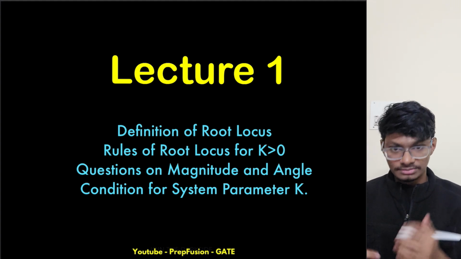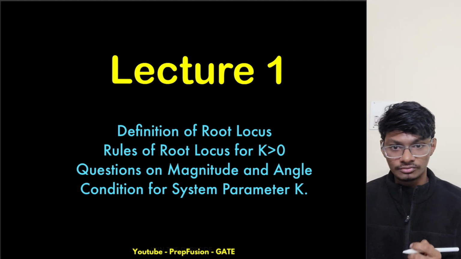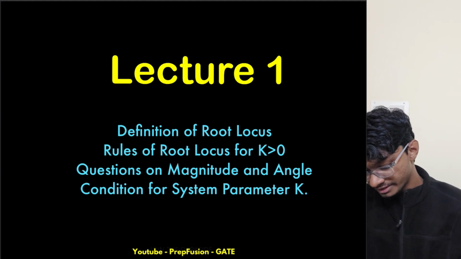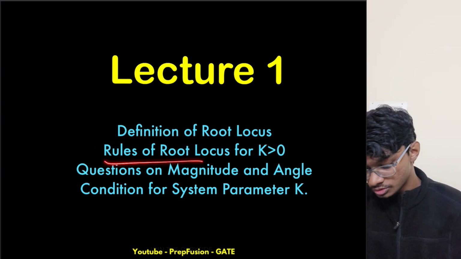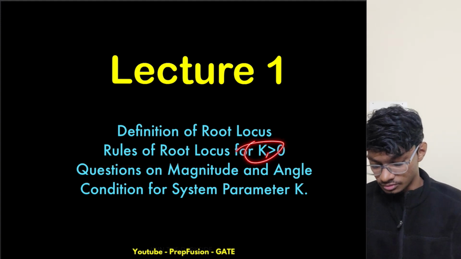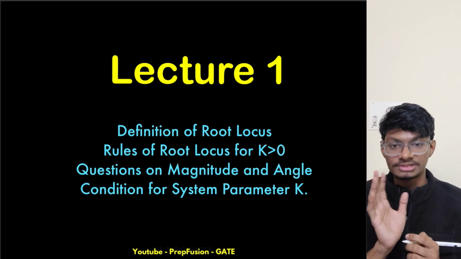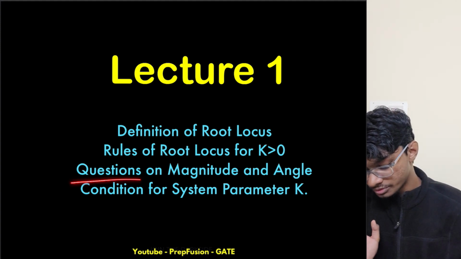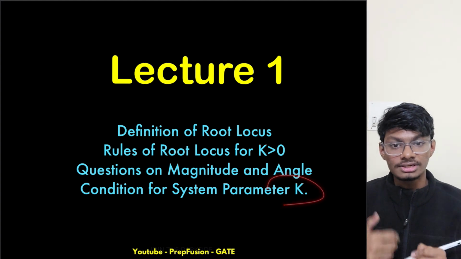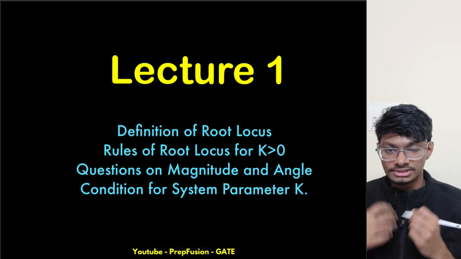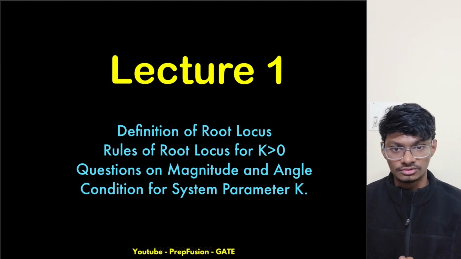Okay, and this is basically the first lecture. So in this first lecture we'll first understand the definition of root locus, basically what is a root locus, and a few rules of root locus for k greater than 0. Now what is this k? K is basically my system parameter. Then we'll do questions on magnitude and angle condition for system parameter k. Here, k is the system parameter. We'll understand what k is slowly in the next few slides.